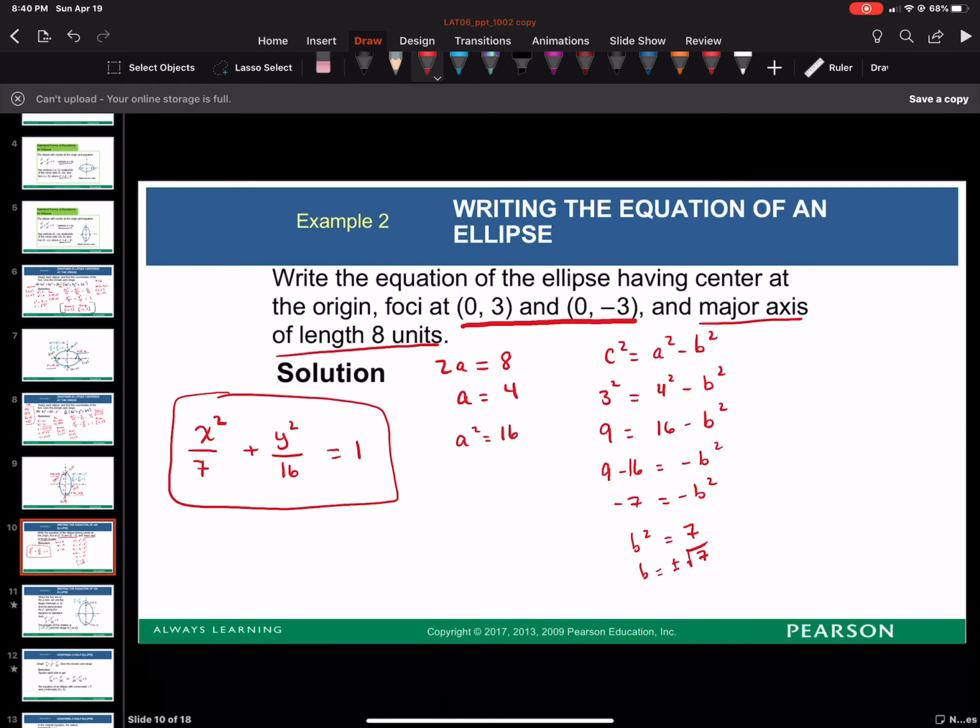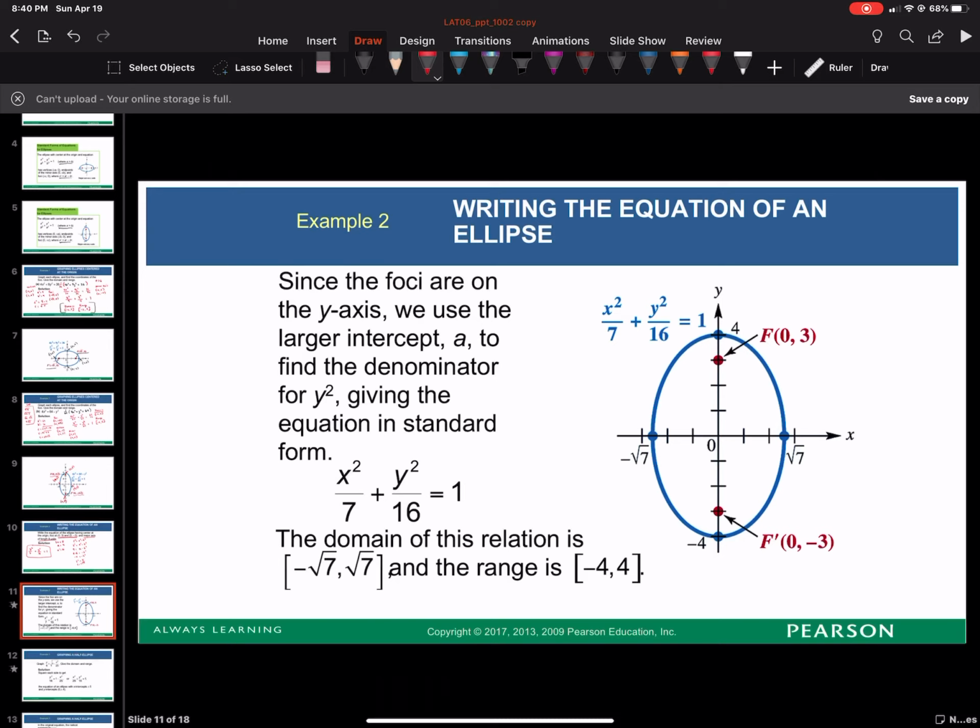Let's look at the graph of it. So the domain would be from negative square root of 7 to the square root of 7. Then the range would be from negative 4 to 4. Remember, it's included, so we use brackets.